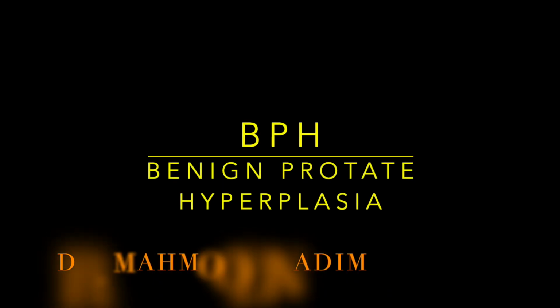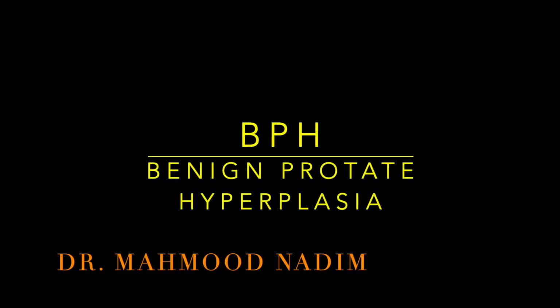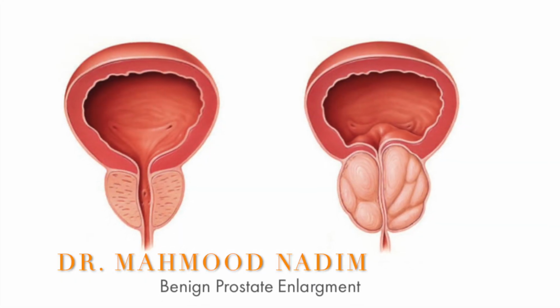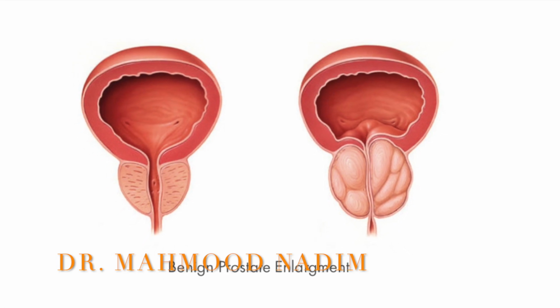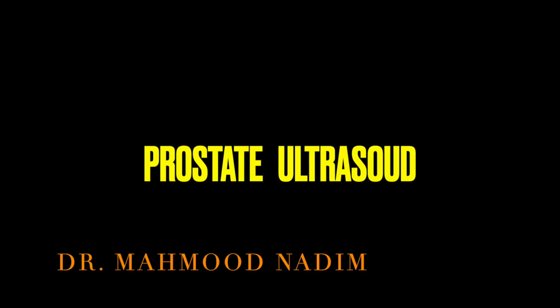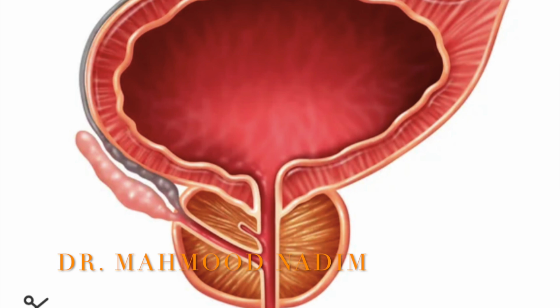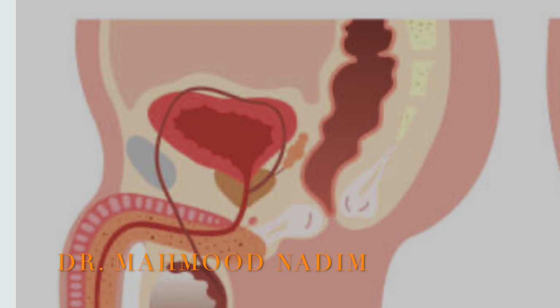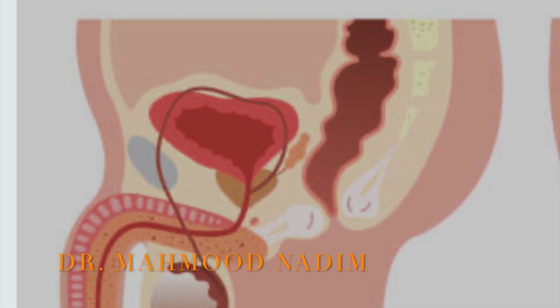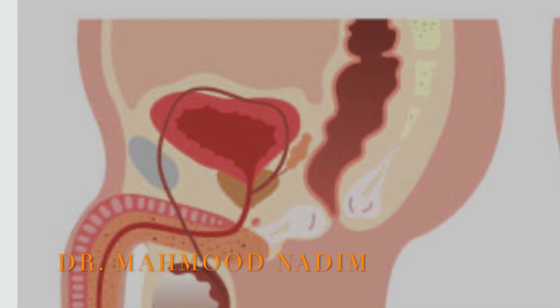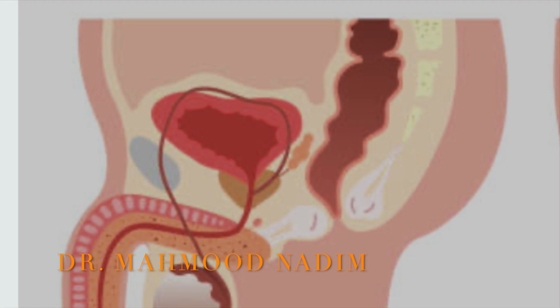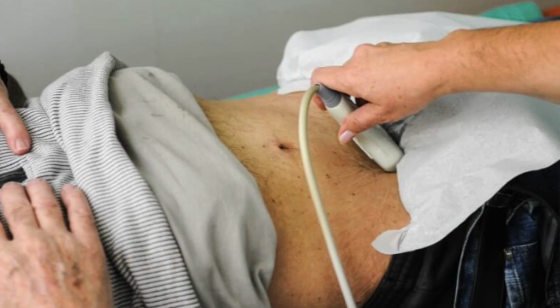Mahmood Nadim. In this video, I will discuss benign prostatic hyperplasia and we will discuss ultrasonography for investigation or diagnosis of prostate disease or prostate enlargement. There are two types of ultrasound that can be done. One is suprapubic per abdominal ultrasound and the second is transrectal ultrasound.